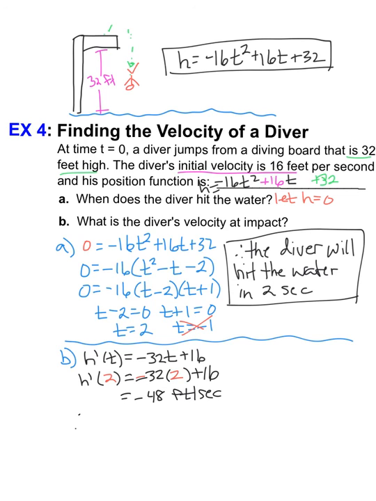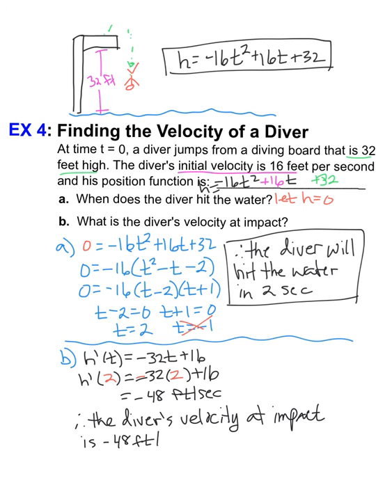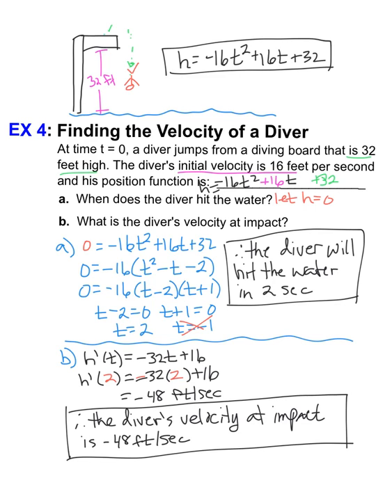So therefore, the diver's velocity at impact is -48 feet per second. So that -48, remember, means that the diver was going downward. And you could say, therefore, the diver's velocity at impact is 48 feet per second downward. If you don't want to write that negative, I'll accept that. That's fine. All right, last problem, you try it.